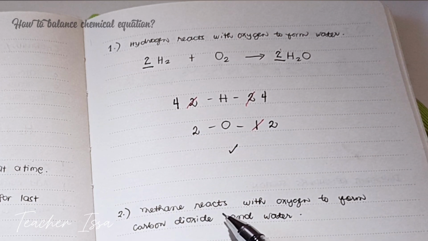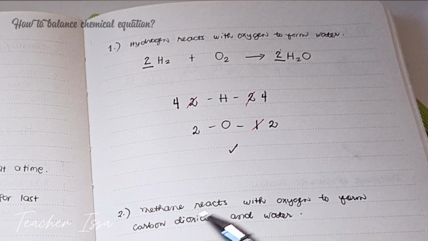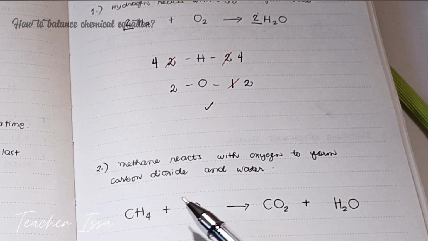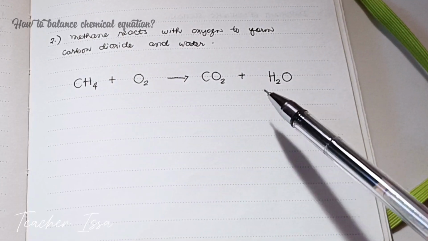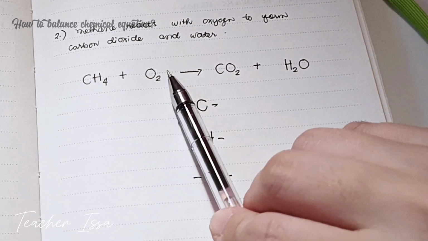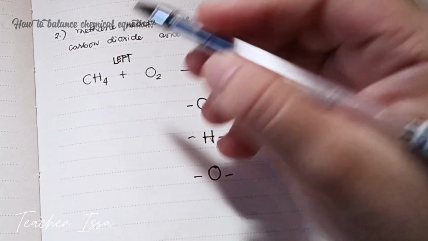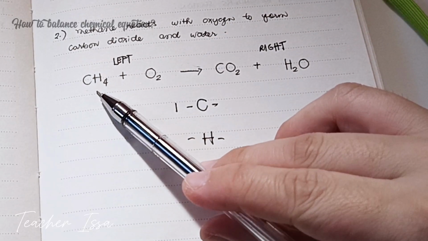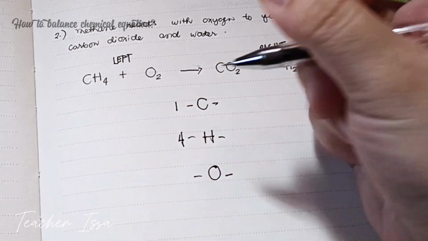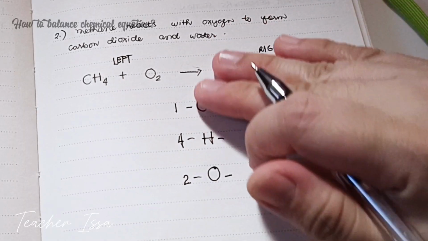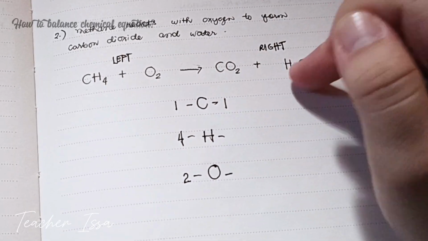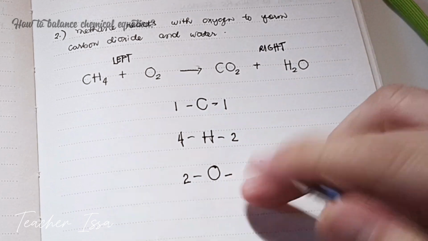Example number 2. Methane reacts with oxygen to form carbon dioxide and water. Here is the unbalanced equation. Now let us count the atoms. On the left side, carbon is 1, hydrogen is 4, oxygen is 2. On the right side, carbon is 1, hydrogen is 2, oxygen is 3.